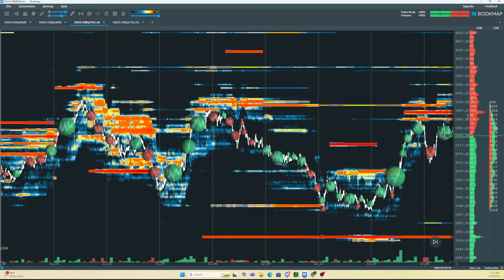So there's two ways that you can tell, just by looking at the current order book or by looking at the shading from this color scale. And that'll let you know the amount of overall orders.